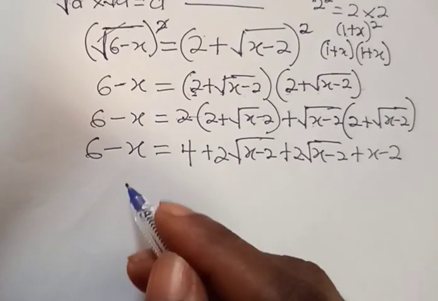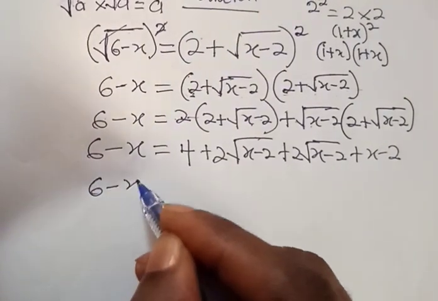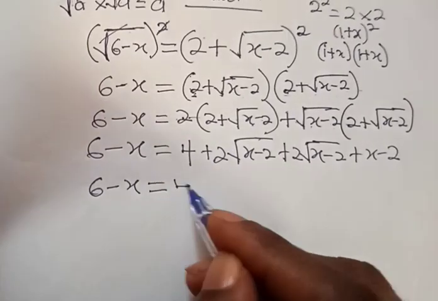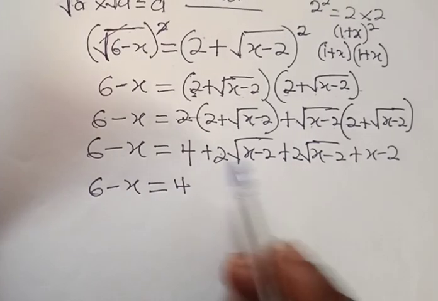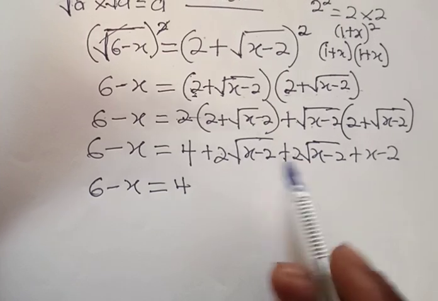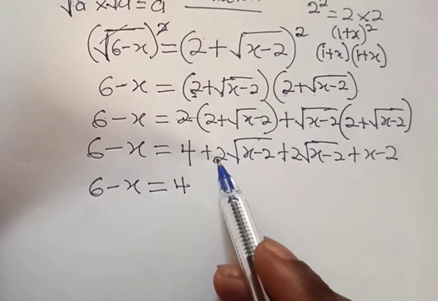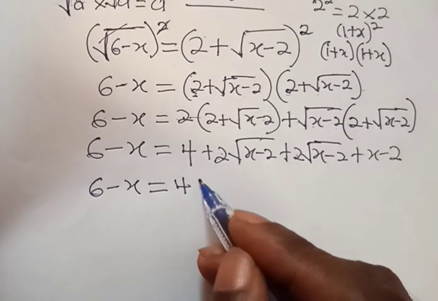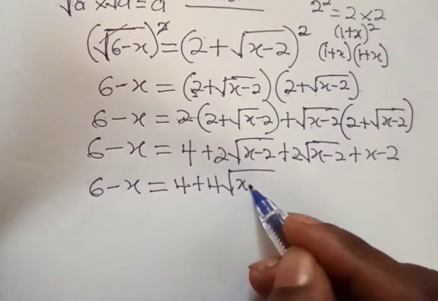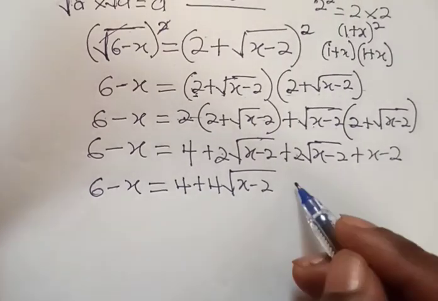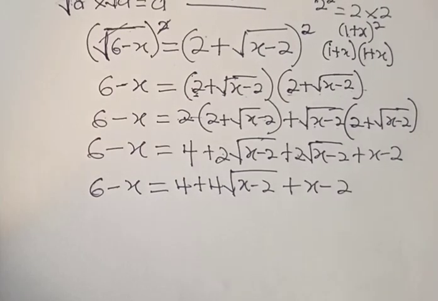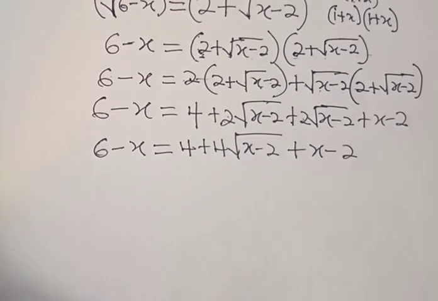Now let's still write our 6 minus x, which is equal to, so let me maintain this, 4. Now here we are adding because this and that are the same, so we can add this and that. Okay, good. So 2 plus 2 gives me 4. Then we have square root of x minus 2. Then I can bring my x minus 2. All right, great. Now let's move on.